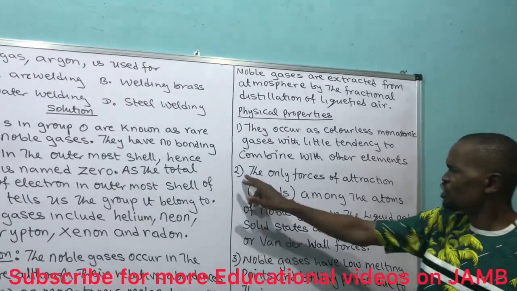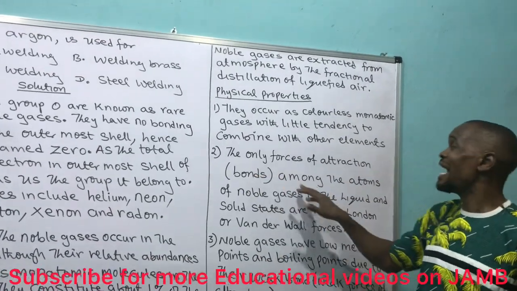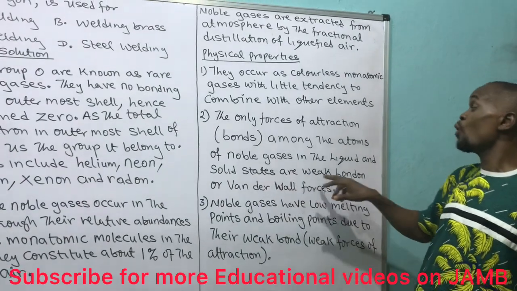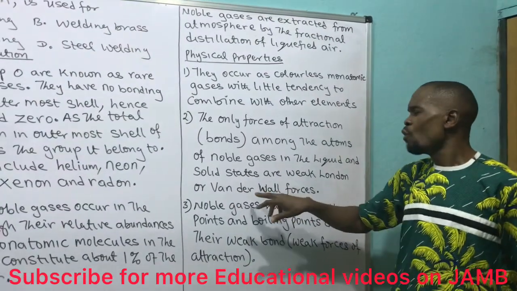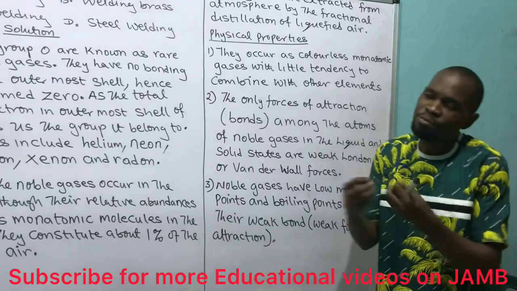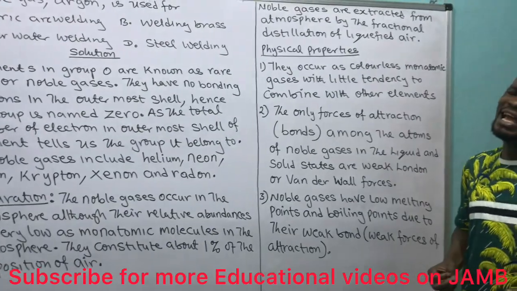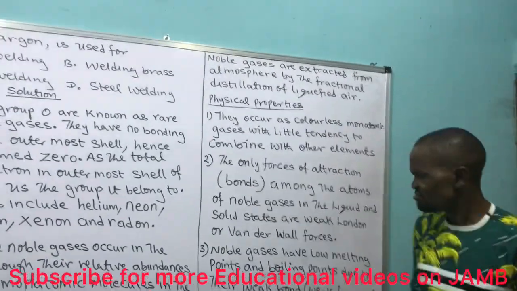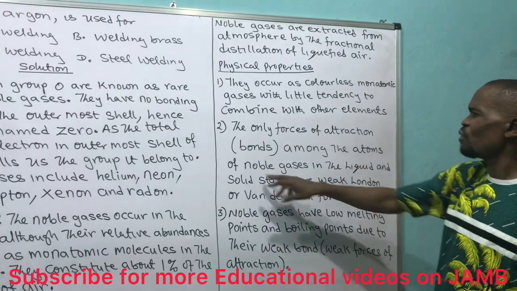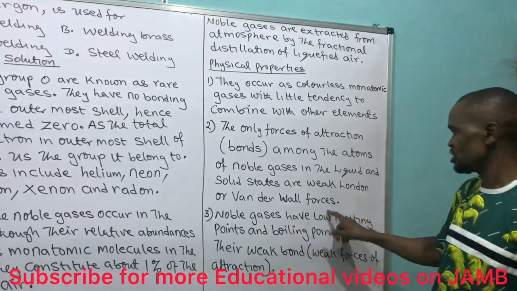Number 2, the only forces of attraction, or we call it bonds, among the atoms of noble gases in the liquid and the solid state are weak London or Van der Waals forces. We call it Van der Waals forces. That's a weak bond. So that means the intermolecular forces are weak. They are far from each other. So among the atoms of noble gases in the liquid, we have weak London or Van der Waals forces. These two forces are the same.